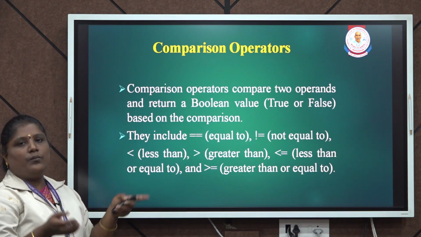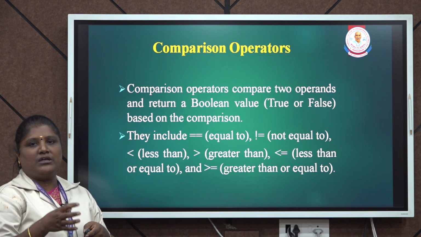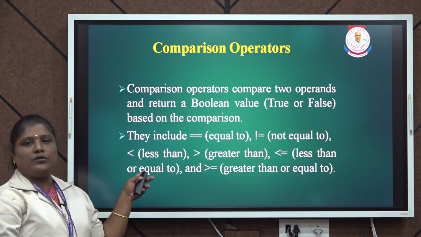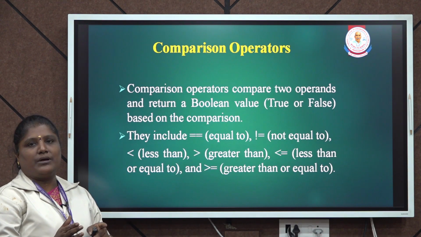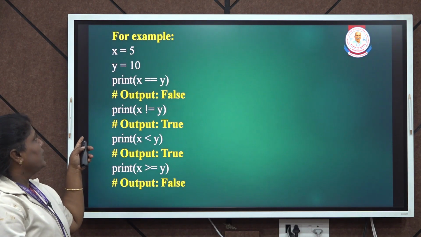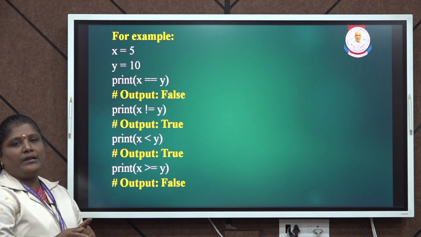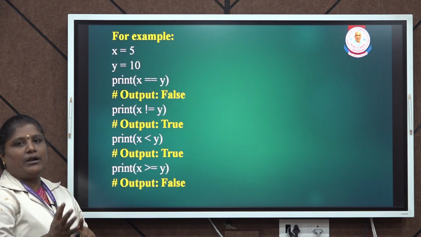Equal means whether both the variables are equal or not. Not equal means whether both the variables are not equal. Less than means it is used to compare whether a number is less than another or not. So, we move on to the example, x equal to 5, y equal to 10. Print x equal to y checks whether both the variables are equal or not.